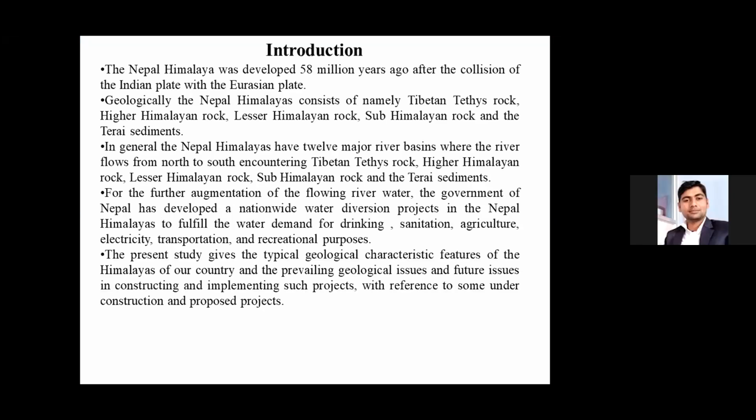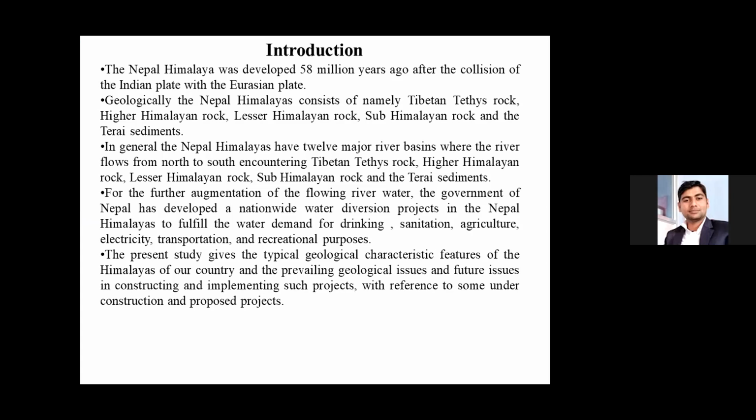Firstly, talking about the Nepal Himalayas, which developed 58 million years ago after the collision of two major tectonic plates, the Eurasian plate and the Indian plate. Different sections of the Himalayas were formed. From south to north: the Indo-Gangetic Plain or Tarai Plain, Sub-Himalayas, Lesser Himalayas, Higher Himalayas, and the Tibetan Tethys were formed during this collision.